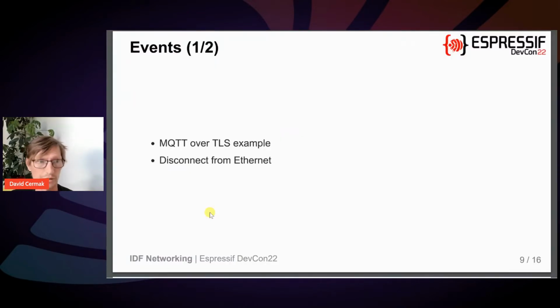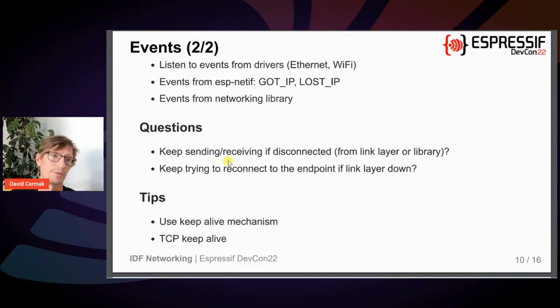So let's jump back to the presentation, look at what we had, and come up with some recommendations. It's always good to listen to events from drivers. Here we had events from the Ethernet driver, both for connection and disconnection. But we could also listen for all of the IP level events, so not only got IP but also lost IP. You might have noticed that the lost IP event came a couple of seconds after we got disconnected.